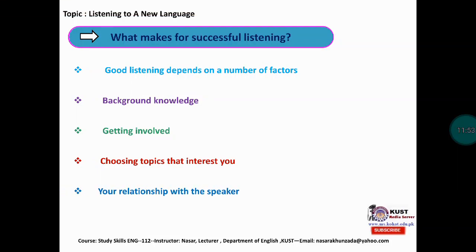Your relationship with the speaker. Finally, your relationship with the speaker makes a difference to your listening. This is due partly to you and partly to the other person. We all pay more attention to someone who interests us, either in a pleasant or in an unpleasant way. The speaker, in turn, will respond by communicating better if you seem to be involved.